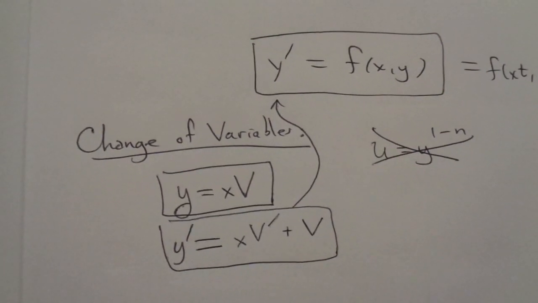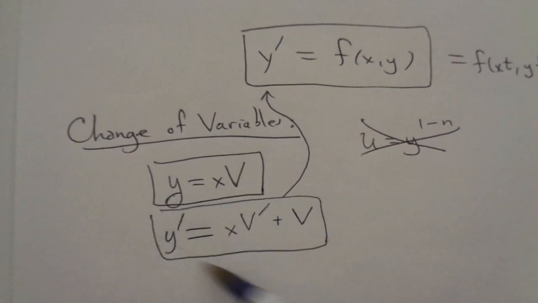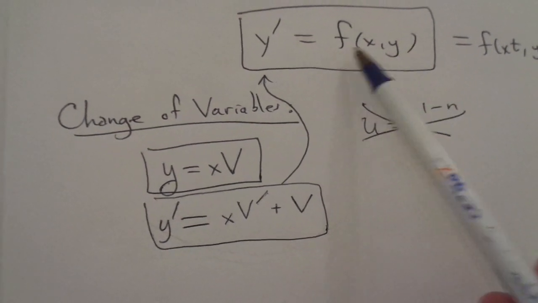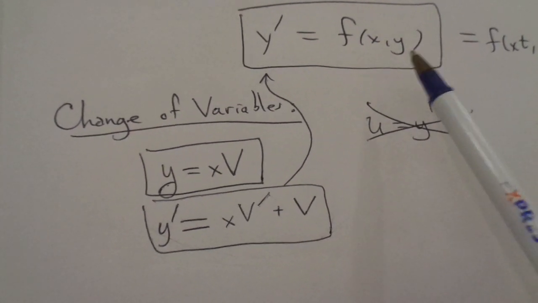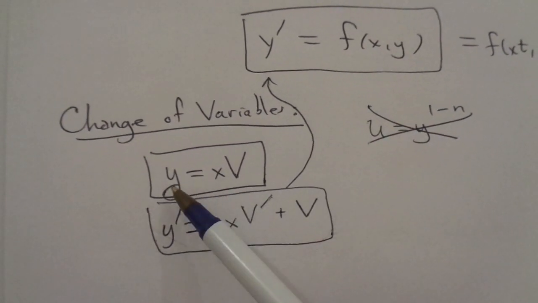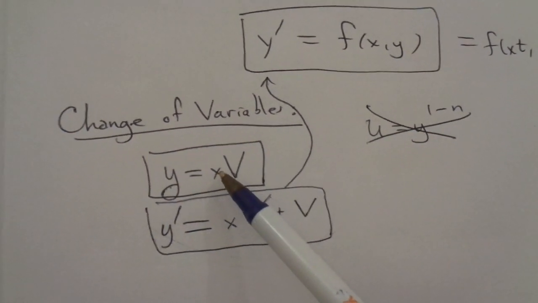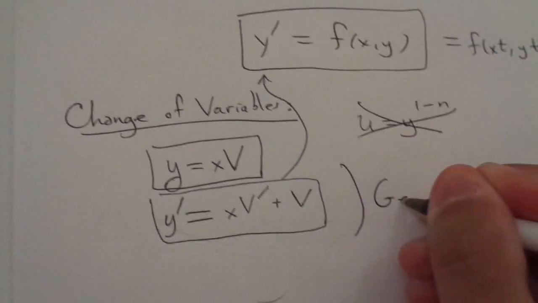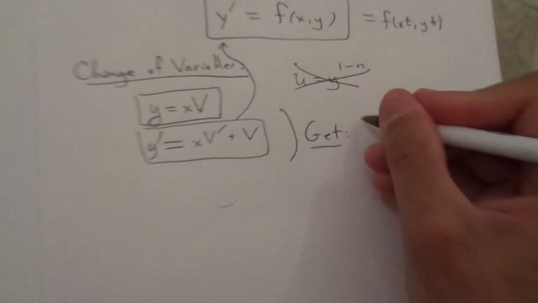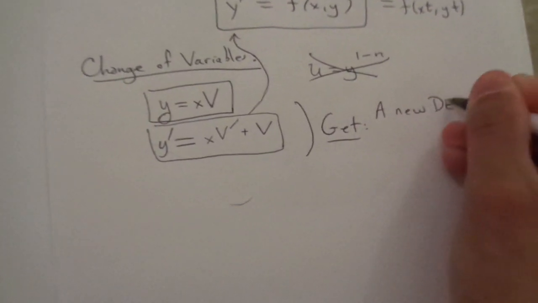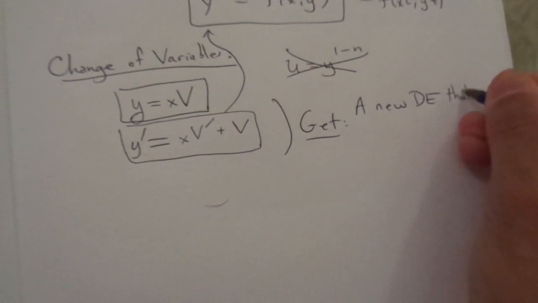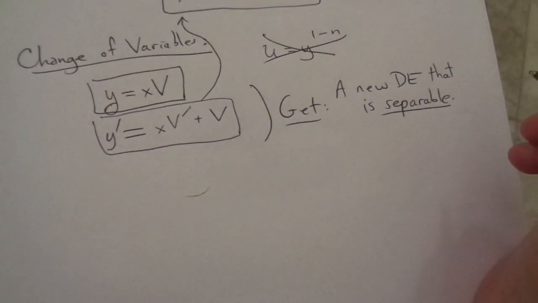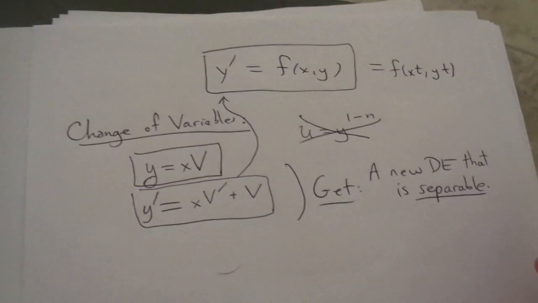What you have to trust me on is that when you use this change of variables and plug everything into the other side of the differential equation, you'll be able to get rid of all of the y's. Well, that's kind of clear. You're going to take every single y that you see and change it to x times v. What you're going to end up with is a new differential equation, and in this case, these differential equations always become separable. They always become separable.